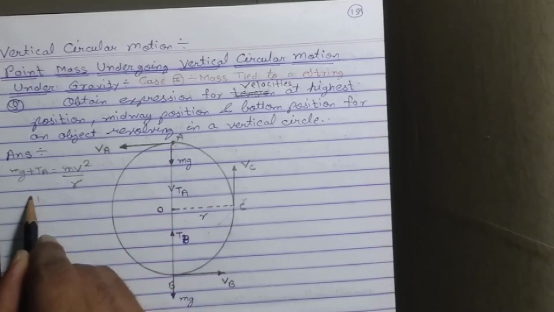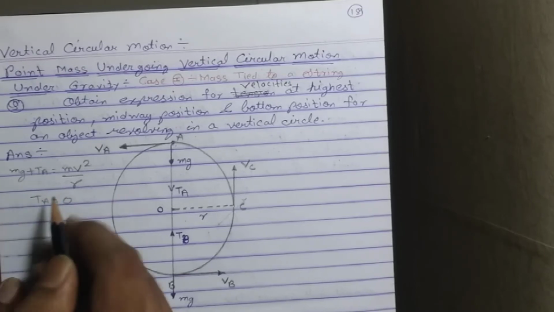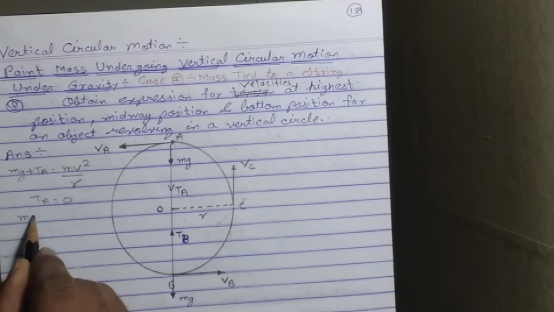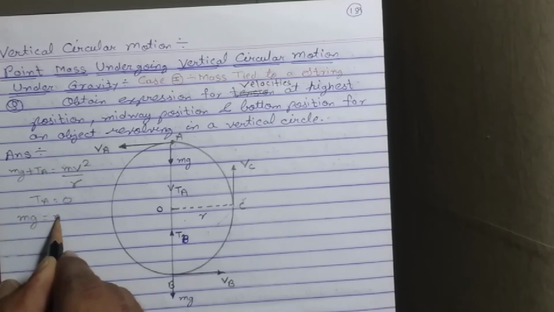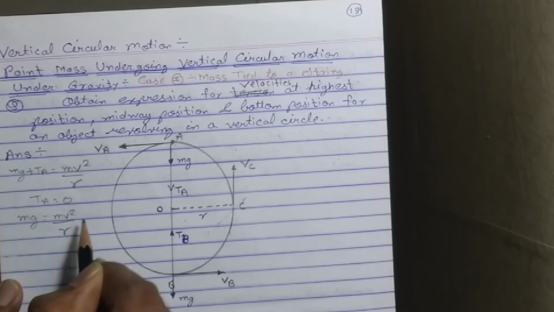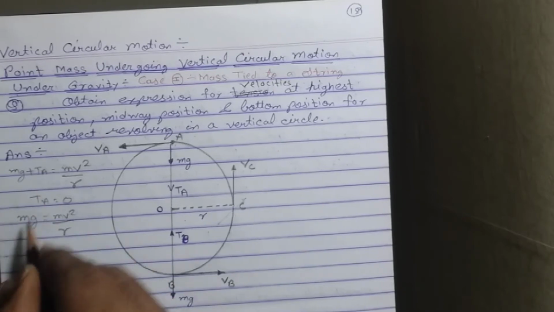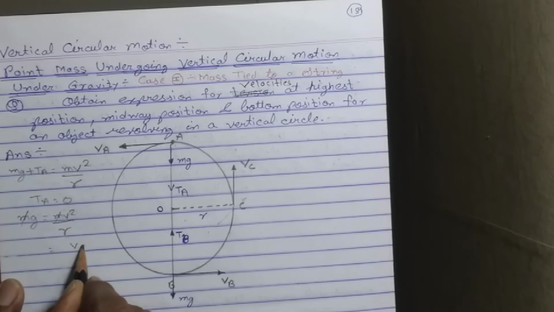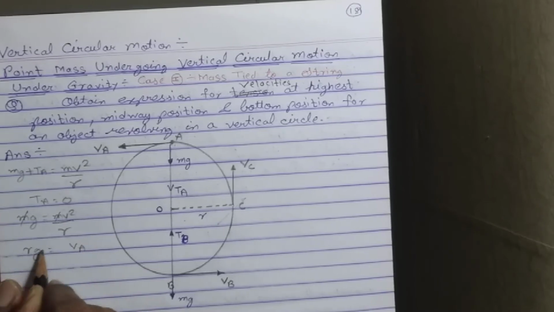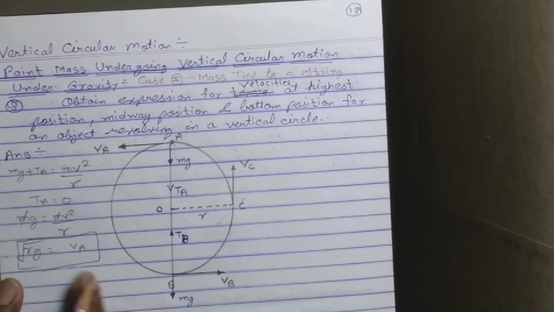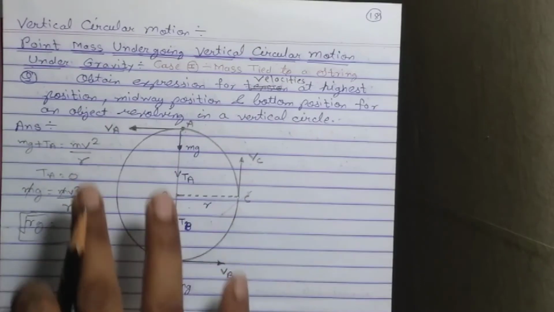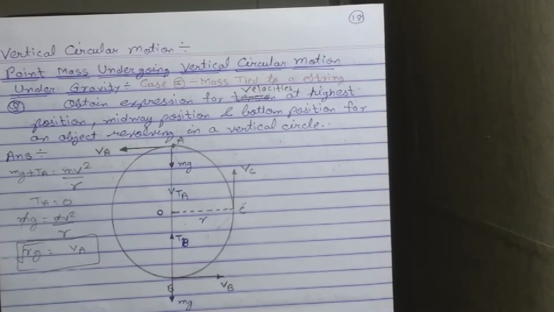So students, we are going to substitute the value of Ta as 0. If I put Ta equals 0, the equation becomes Mg equals Mv square upon R. Here m gets cancelled, and for V we will write Va. If I take the square root, I will get the velocity of that particular object at point A as the square root of Rg. So students, we got the velocity at point A.